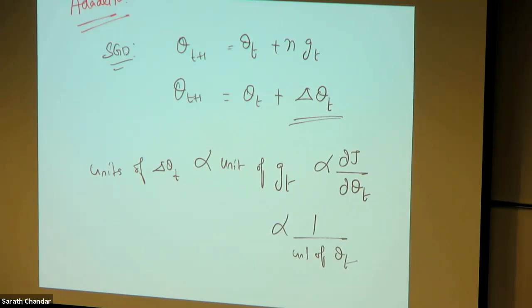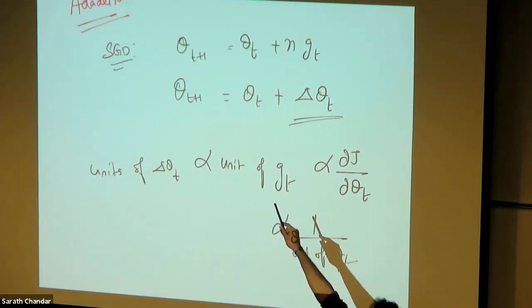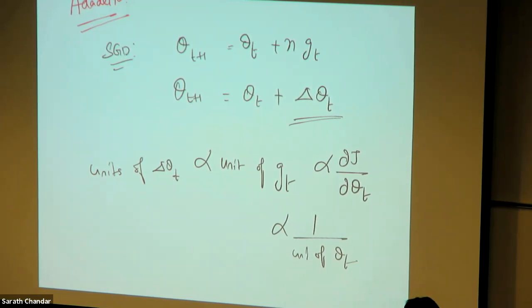Okay. So you see some mismatch here, right? You have a particular unit for the left hand side. In the right hand side, you have two terms. One has that hypothetical unit, the other one has 1 over that unit. Okay. Now this is true not just for SGD but also for SGD with momentum or SGD with Nesterov's accelerated gradient.